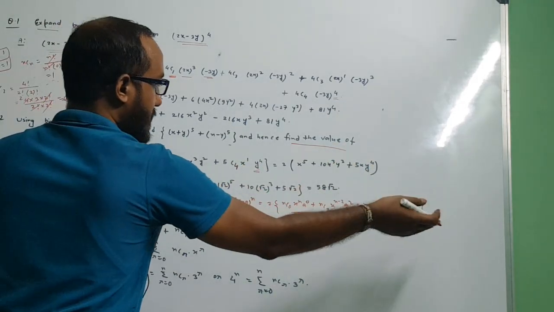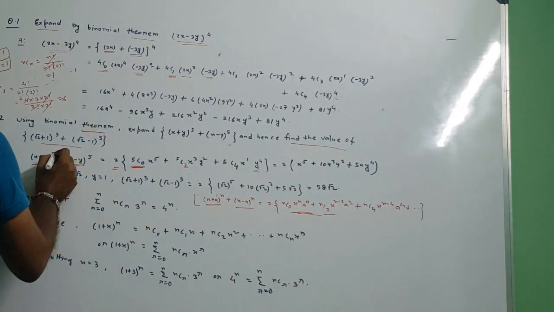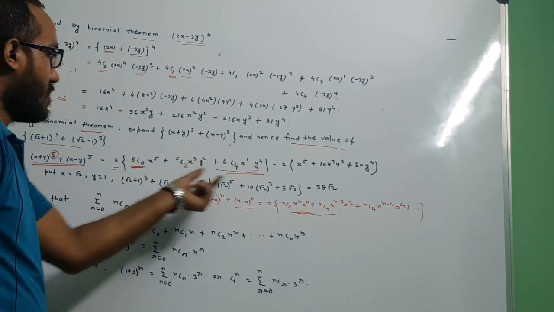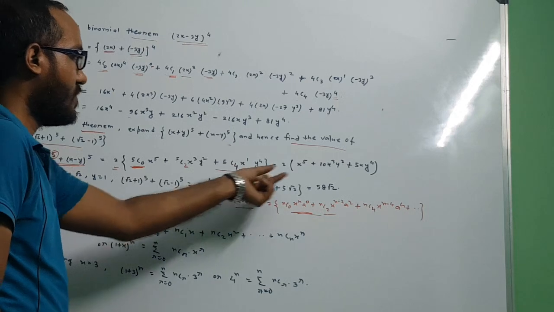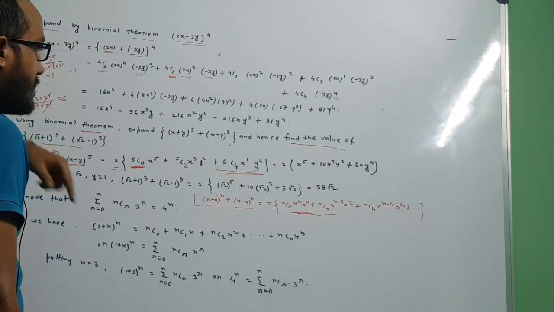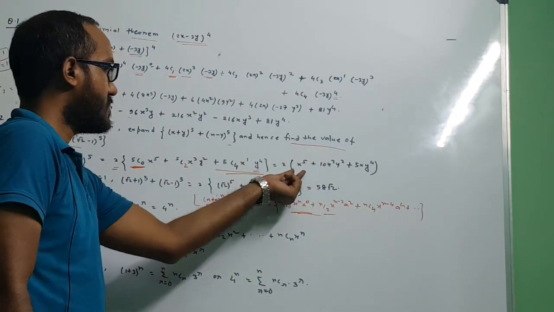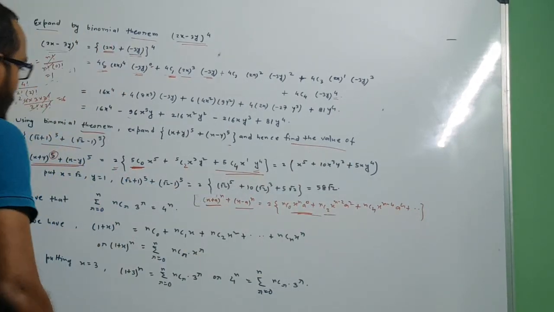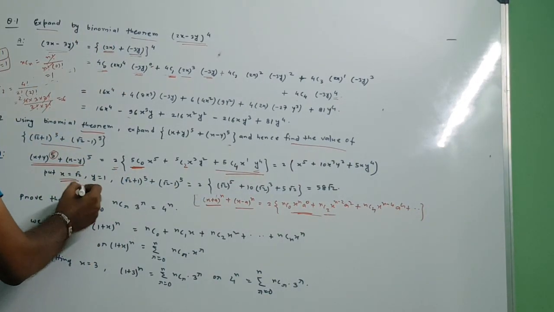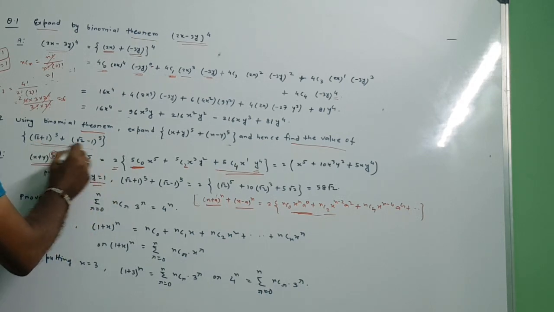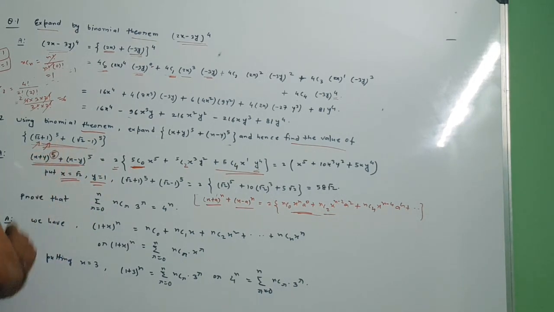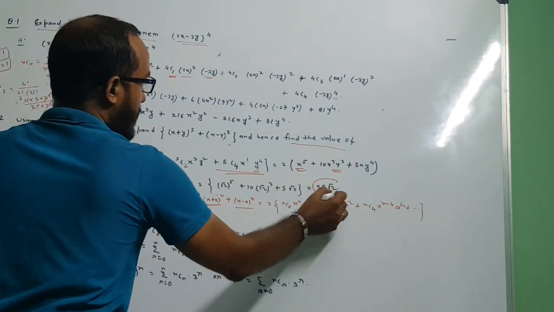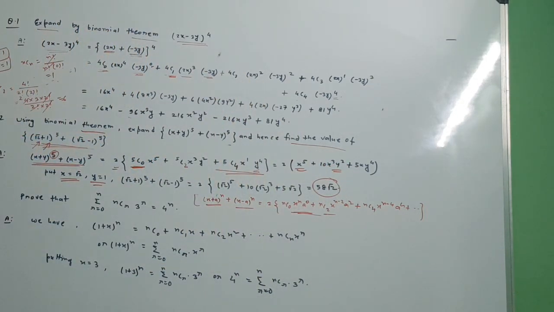Next term, what would be the next term? Next term would be nC6, but here we have up to 5, so we have to take up to 4 here. So calculate 5C2, 5C4, just as I have shown in this manner, you will get it as: twice x to the power 5, 10x cube y square, 5x y to the power 4. Now put x equals root 2 and y equals 1, you will get this, right? Put the values, calculate, you will get 58 root 2 as the answer.